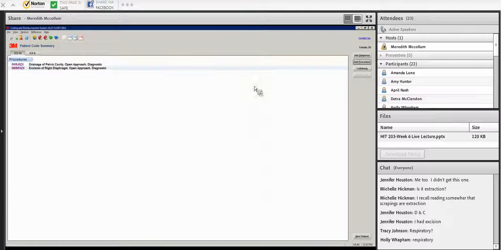Okay, so excision of the right diaphragm, open approach, diagnostic. Because every time I want to put diaphragm in the GI, as far as where it's located, it just makes me think more of the, not that it's a GI thing, but just that's where they would lump it.